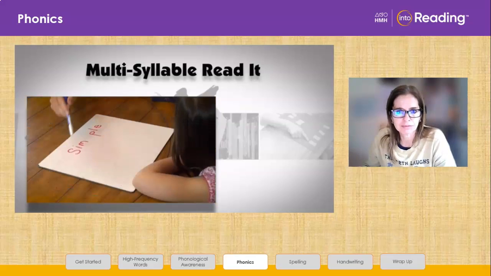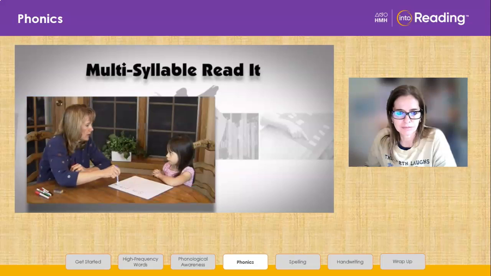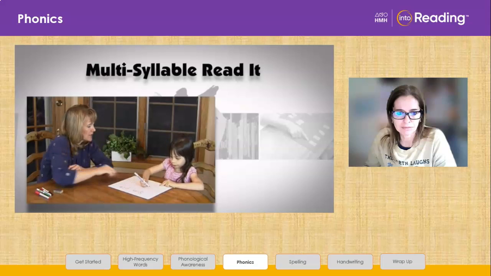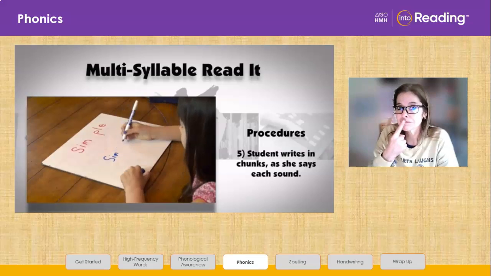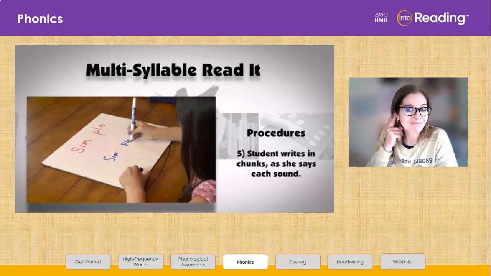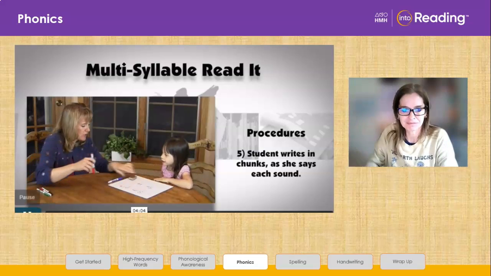So you'd write simple. You understand the difference? Yeah. Okay, so go ahead and write sim and say the sounds as you do it. Simple. Very nice. Now let's erase it in chunks.